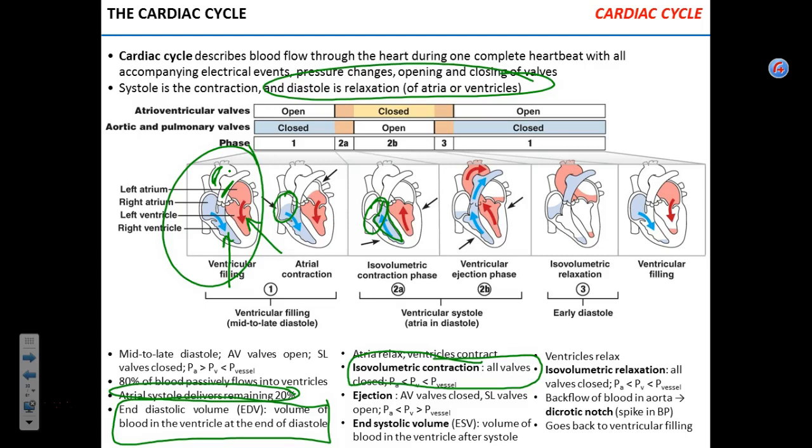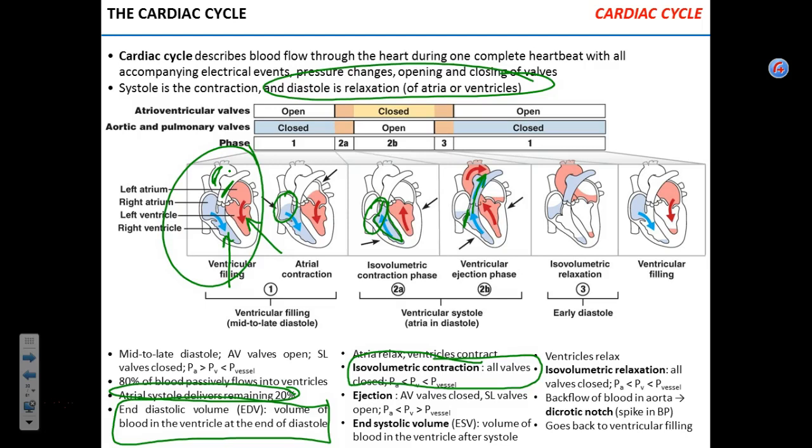Does that make sense? Closed AV valves prevent the backflow, and open semilunar valves allow the blood to enter the great vessels. This is called ejection phase. So the blood enters the aorta or pulmonary trunk. What happens to the blood pressure in those vessels? It rises, and when it becomes higher than ventricular, what's going to happen? Semilunar valves are going to close.